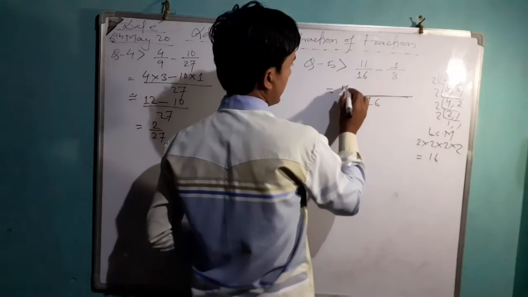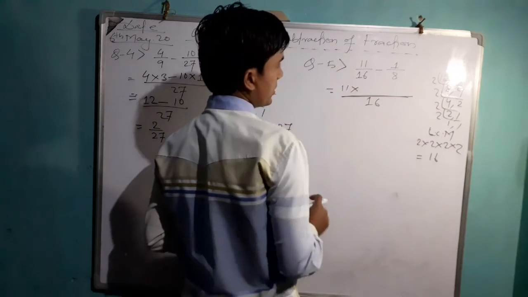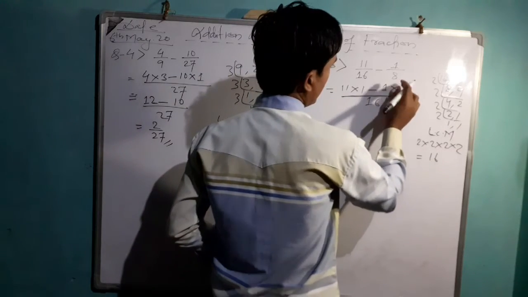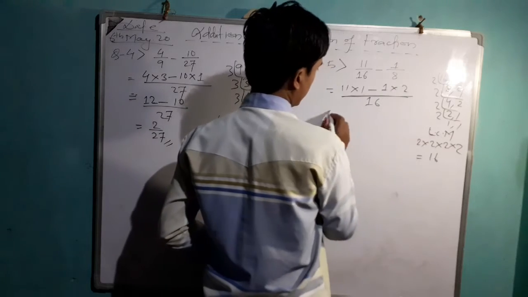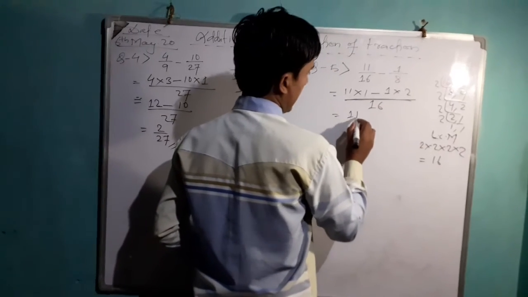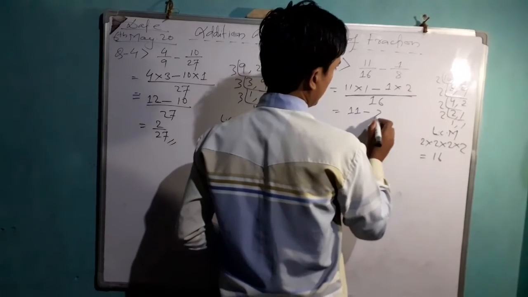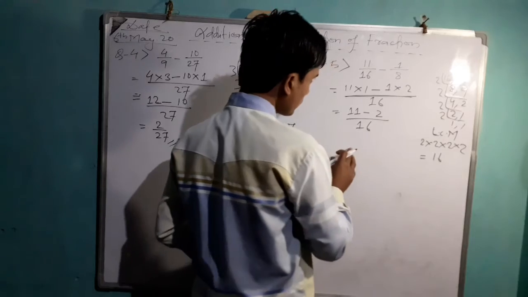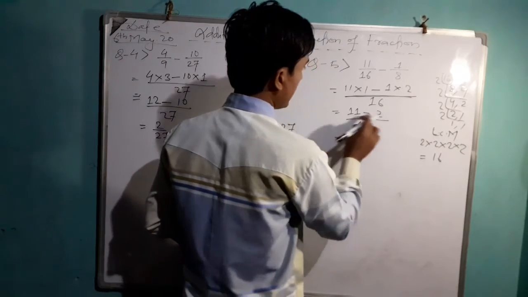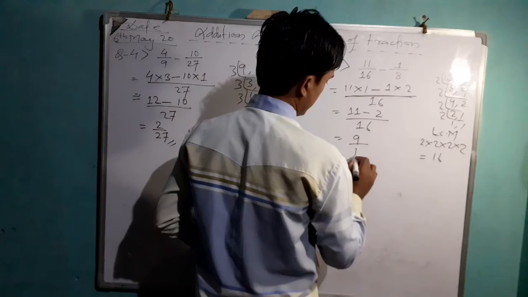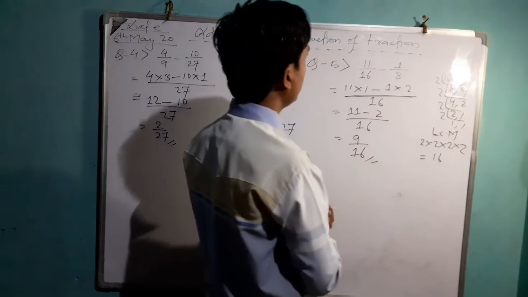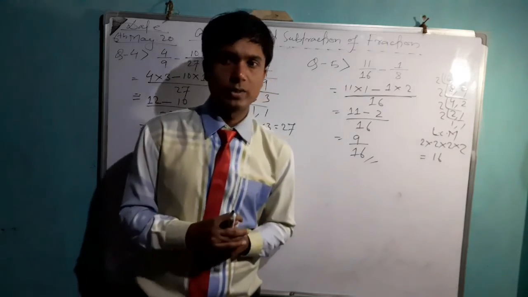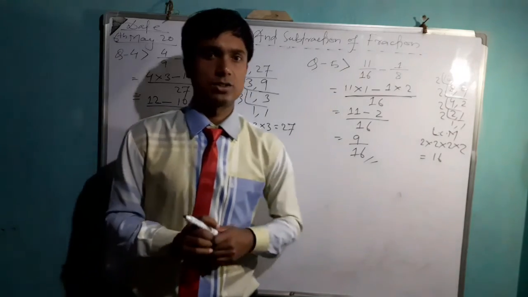Now this numerator we will write as it is into 16. How many are 16? 16 1s are 16, minus this 1 numerator into 8. How many are 16? 8 2s are 16. Now 11 1s are 11 minus 1 2s are 2 by 16. Now 11 minus 2 will get 9 by 16. So this is the solution. So today I taught you basic things based on addition and subtraction of fractions. Thank you all.